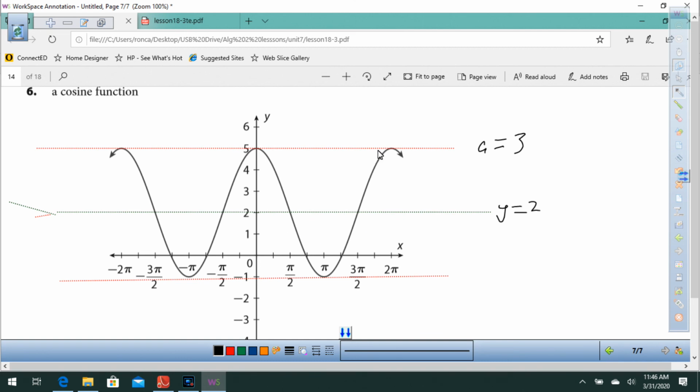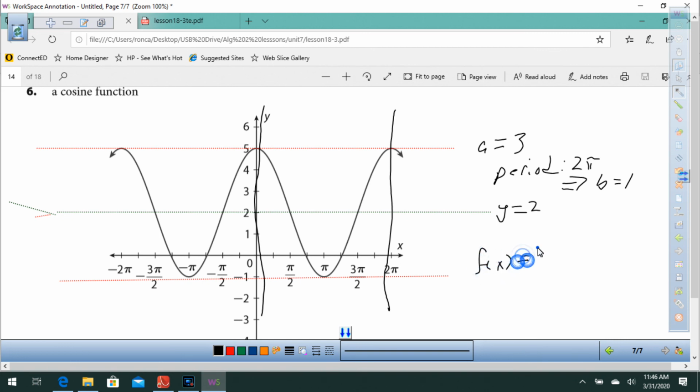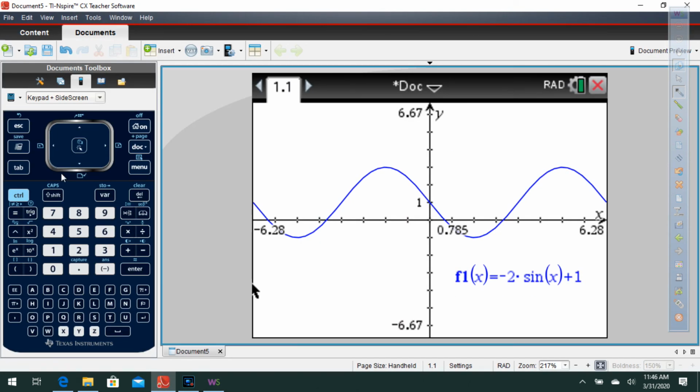Now, it goes down. How much is our period? Well, it goes from here down to there, and it gets back up. So our period is 2 pi, which means B equals 1, because remember the period is 2 pi over B. All right, so that's 1. We might have a winner here. What do we got? F of x equals 3 cosine x plus 2. Let's try that.